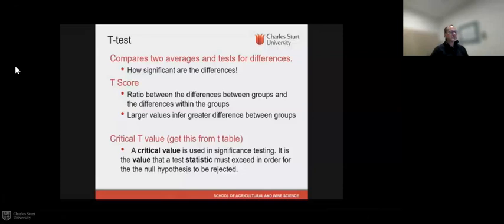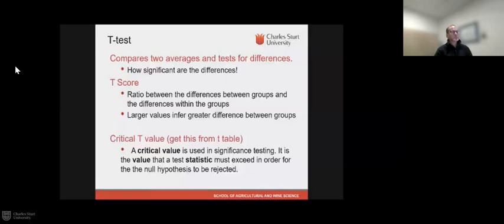So our critical t-value is the value that our t-score would have to exceed in order for us to reject our null hypothesis. What do I mean by that? If we're rejecting the null hypothesis, what does that mean? Yes, that's right. If we can reject the null hypothesis, it means we are seeing some sort of change. So our hypothesis is that it changes, then we're seeing that change.